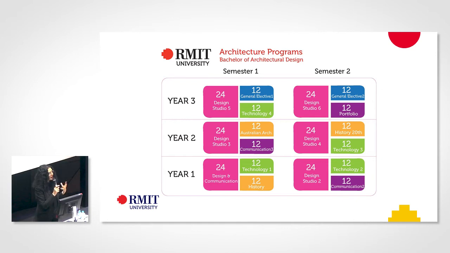You'll do courses in technology, so that's building construction, how buildings don't fall down. You are not learning the work of engineers, but you are learning what you need to know to be able to brief other allied professionals. You'll do history subjects, so 20th century history, a portfolio subject, and also some electives.